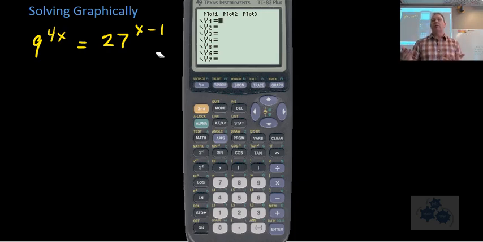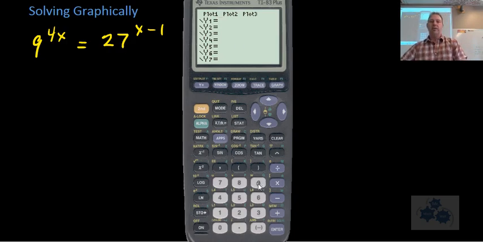The other way you could do it is to move everything from one side over to the other side, graph that one equation, and then find the zeros. So that is where that new equation hits the x-axis. So you may remember this from before. I'm not sure. I'll do the first method here.